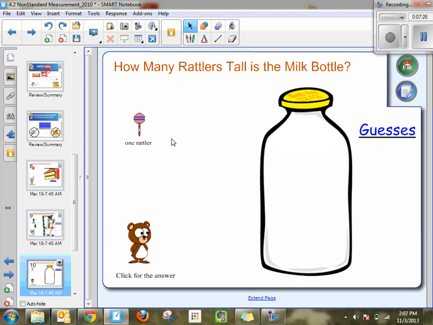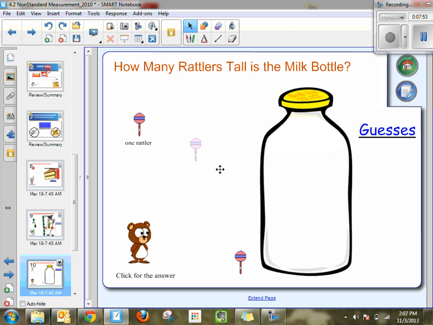Last thing that we're going to measure here. Now we're moving on to a rattler. So you can think about something that a baby has, a baby toy, a little rattler that you can shake and make a lot of noise. We're going to measure this milk bottle. So think about, how tall is this milk bottle? If we used a non-standard unit, which is this rattle, how tall do you think it would be if I started down here at the very bottom and was to measure how many rattles it would take for me to stack on top of each other to measure how tall this milk jug is? So think in your head, how many would it be?